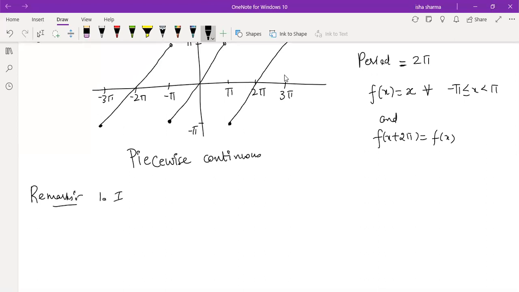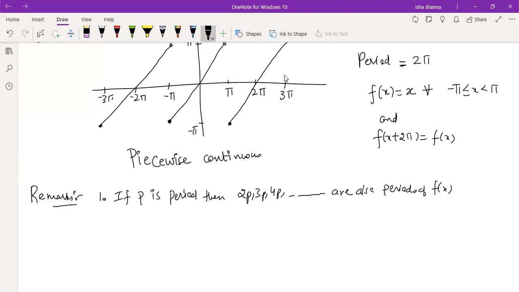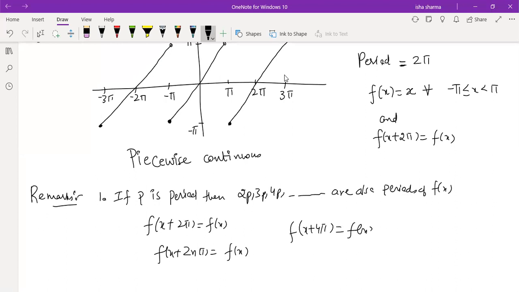One thing which we already know: if P is the period, then 2P, 3P, 4P are also periods of the function f(x). If f(x) is a periodic function, because we know that f(x plus 2 pi) is f(x), then f(x plus 2n pi) is also f(x), right? So you give any multiple like 4 pi, that is also f(x). You can take the example of sine x. Sine(x plus 2 pi) is sine x, which is same as sine(x plus 8 pi). So any multiple of 2 pi is going to act as a period.